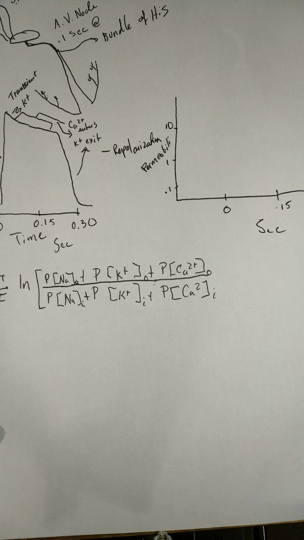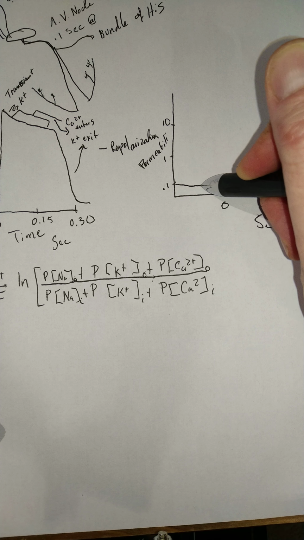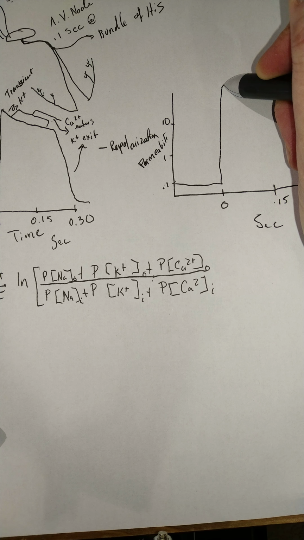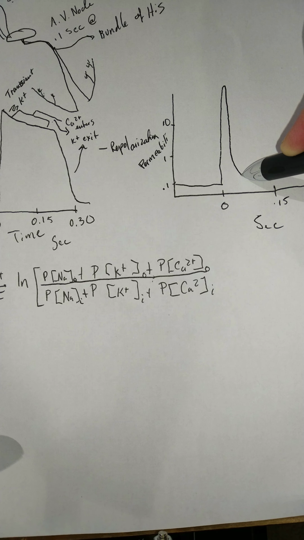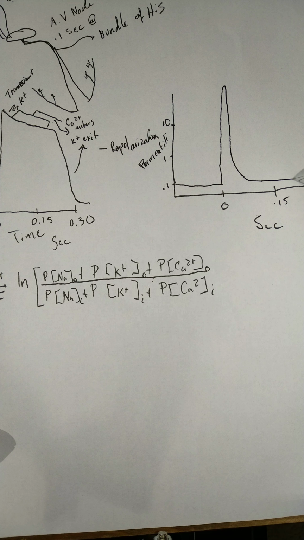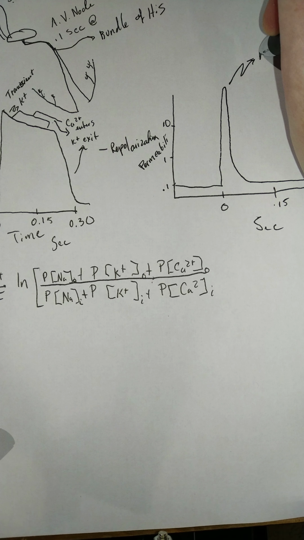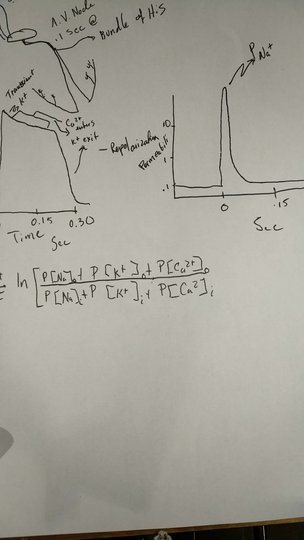And our first ion that we talked about was sodium. Right here is sodium enters. It's going to enter at our same time. And we get a big peak of sodium, greater than a 10-fold increase. And it looks like that. That's our increase in the permeability of sodium. The next ion that we talked about was the potassium exiting the cell.